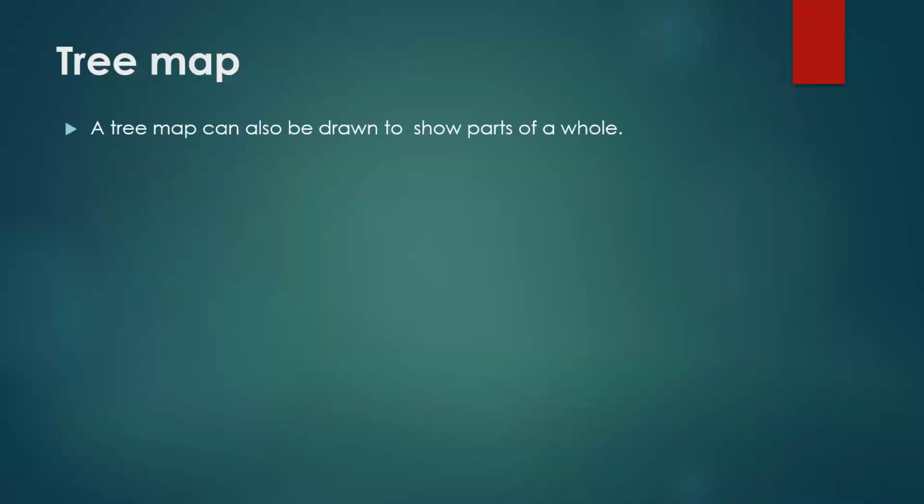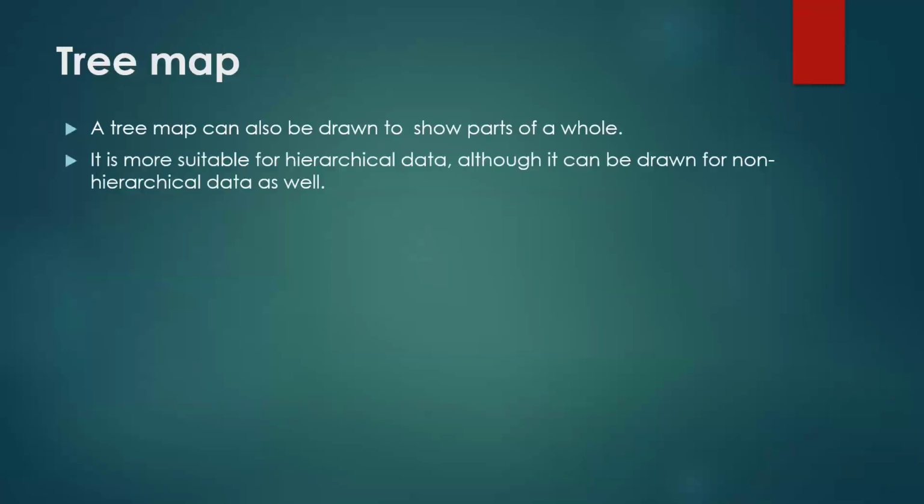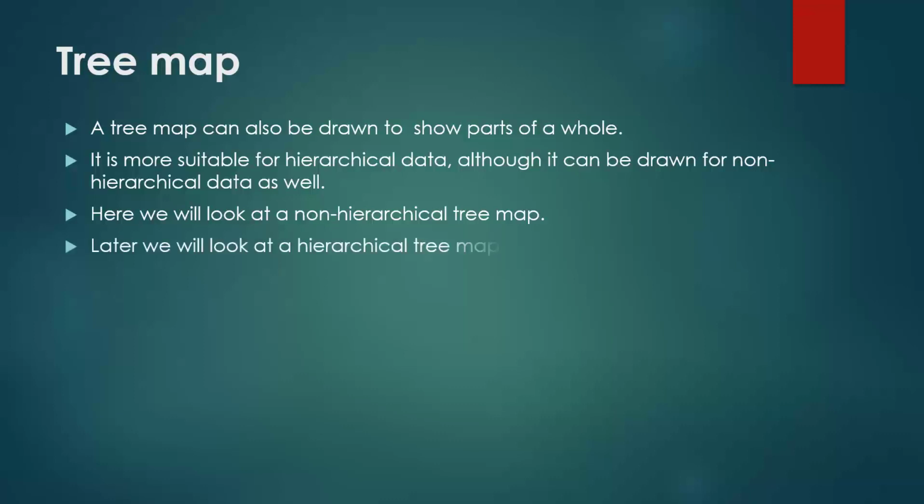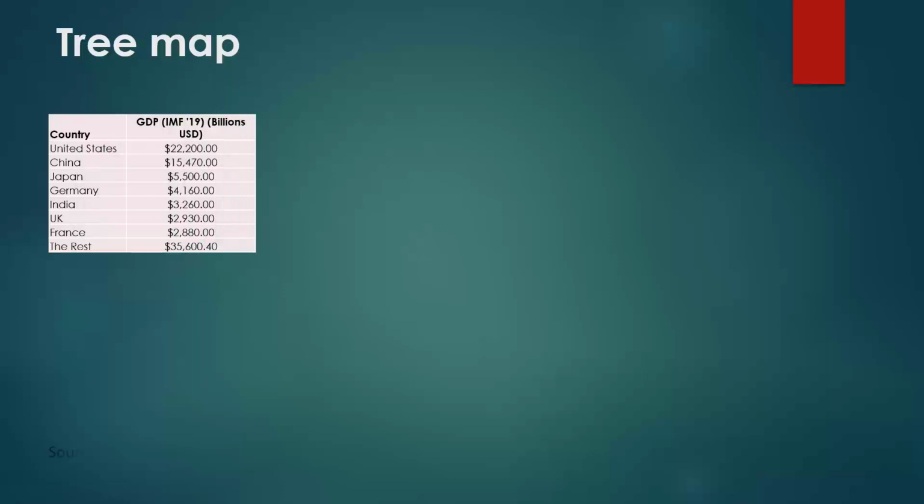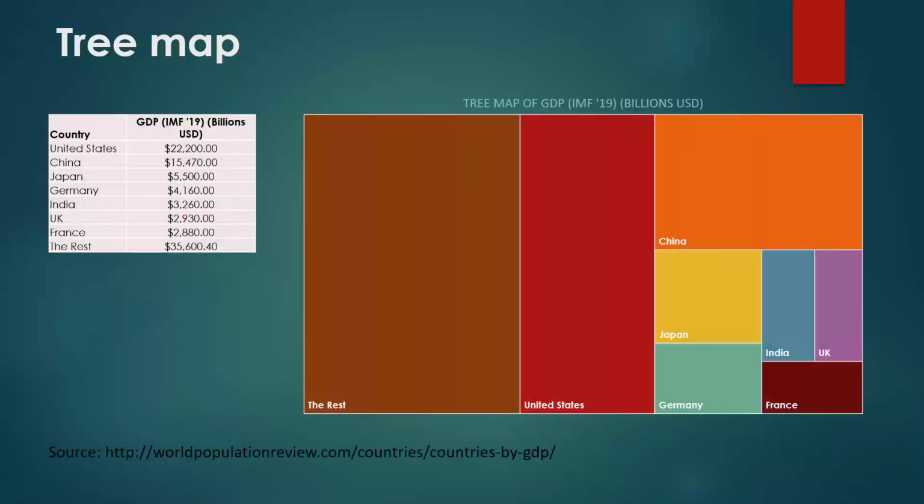A tree map also shows parts of a whole. It's more suitable for hierarchical data, although it can be drawn for non-hierarchical data as well. Here we will look at a non-hierarchical tree map. Later, in another tutorial, we will look at a hierarchical tree map. So instead of being circular, like a pie chart or a donut chart, a tree map is rectangular. For the same data, here's how a tree map looks.